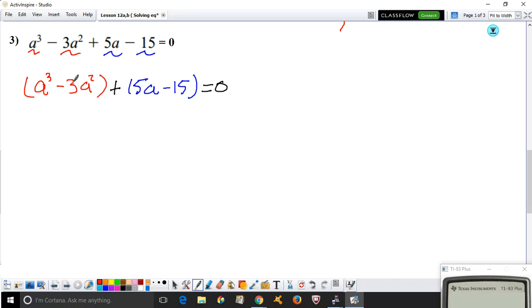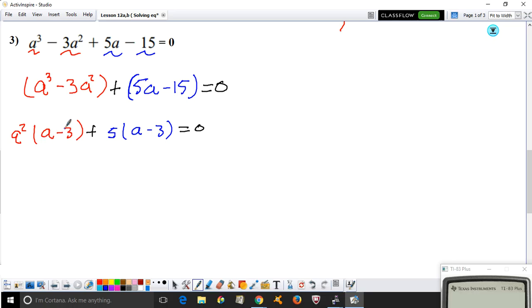Okay. Look at the first group. What is the greatest common factor? What is the greatest thing that you can factor out? I can factor out x squared. So x squared times (x minus 3) plus, what is the greatest thing that you can factor out here? Again, this looks like a 15, but it's a 5. I can factor out a 5. So let's factor out 5. So 5, parentheses, what is left? x minus 3 equal to 0.